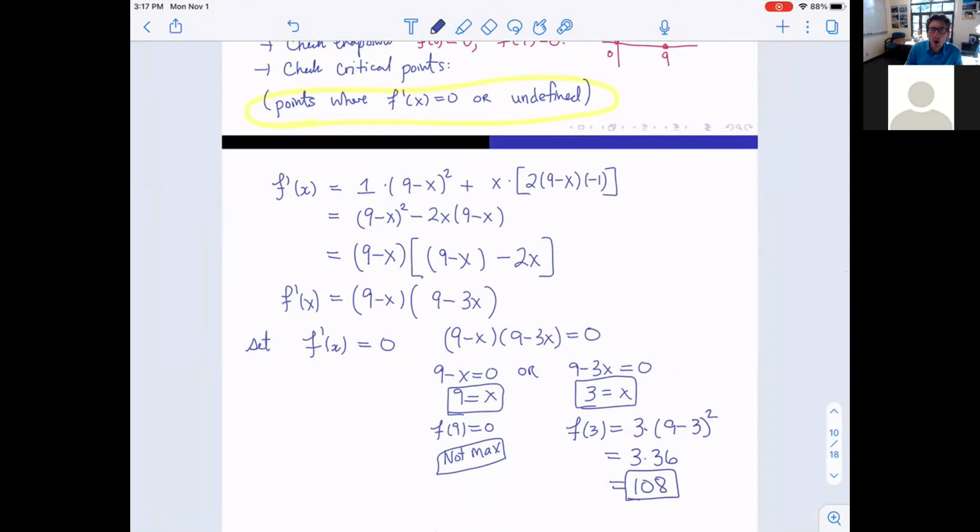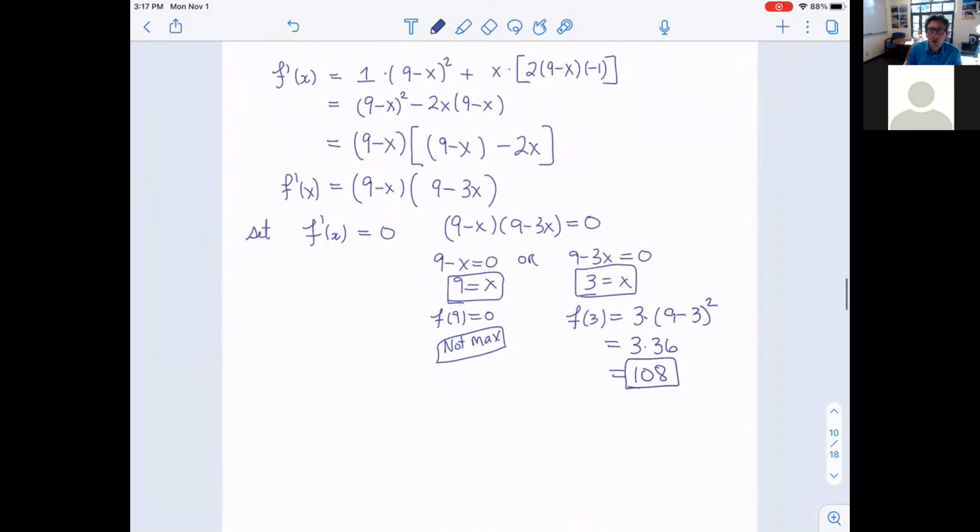And so now what do we know about our function? Well, let's just try to draw a graph. I know we've seen one on Desmos, but now let's just think about what our function is doing. We know at 0, our function is 0. We know at 9, our function is 0. And we know at the number 3, our function is equal to 108. And we know that our graph has to have slope 0 here.